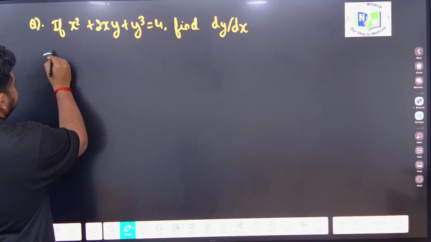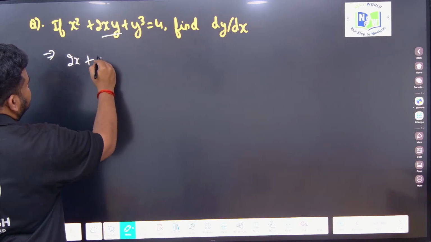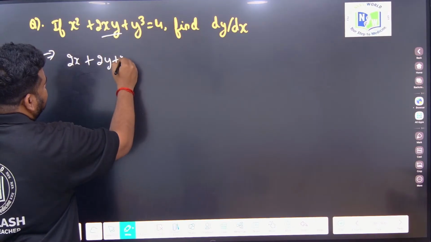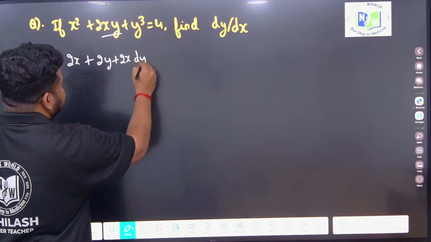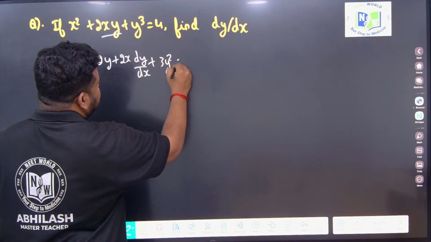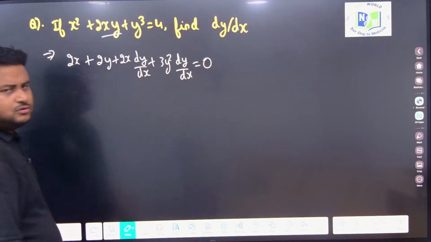Differentiate with respect to x. I will have 2x. For this I have to apply the UV rule. The derivative of x is 1, so 2 into y, plus 2x into derivative of y, which is dy by dx, plus y cube gives 3y square into dy by dx, that is equal to 0.